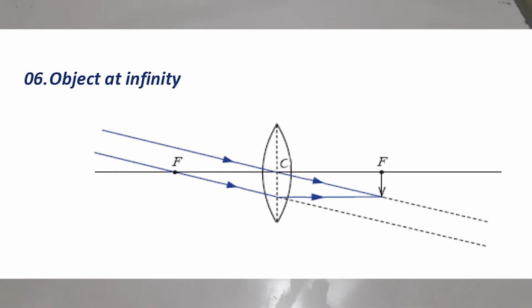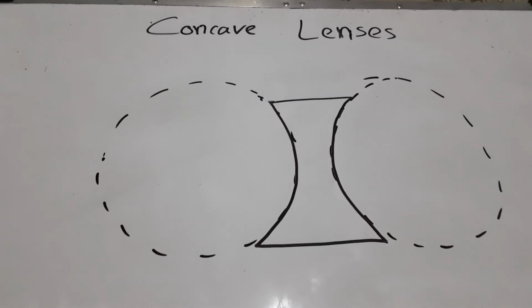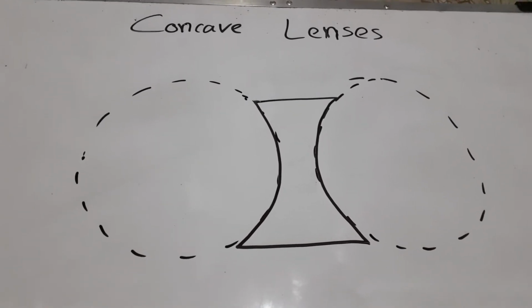So here also, when light rays that are coming from infinity are refracted, the image will form at the focal point and the image will always be smaller than the object, as in the experiment. Let's move on to concave lenses.